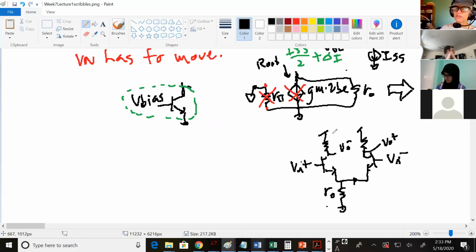And this other stuff is still voltages and currents. So it's kind of a mixture of small signal and large signal, and that's usually a really bad thing to do. But it's going to make our life a little bit easier.